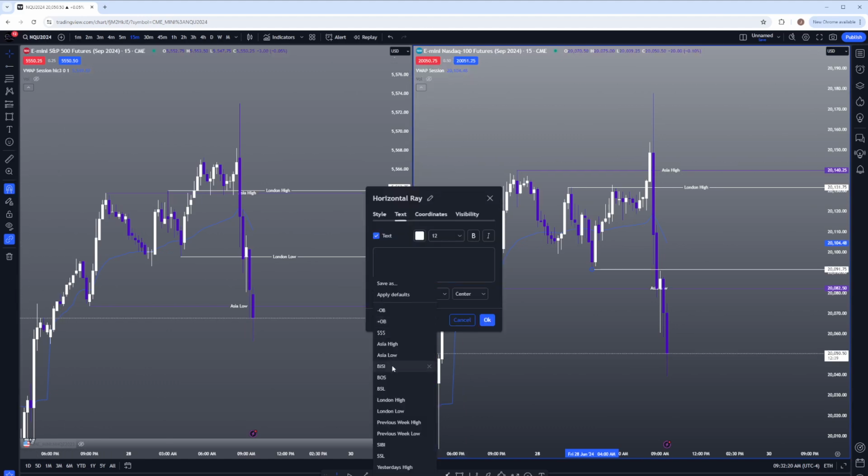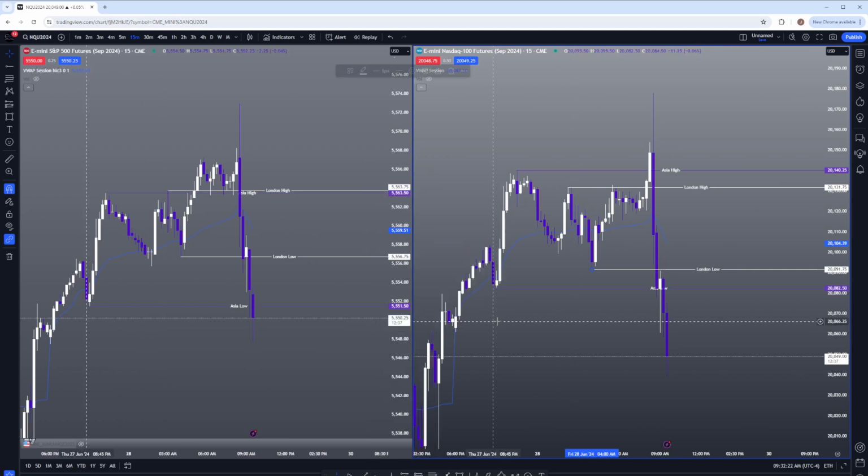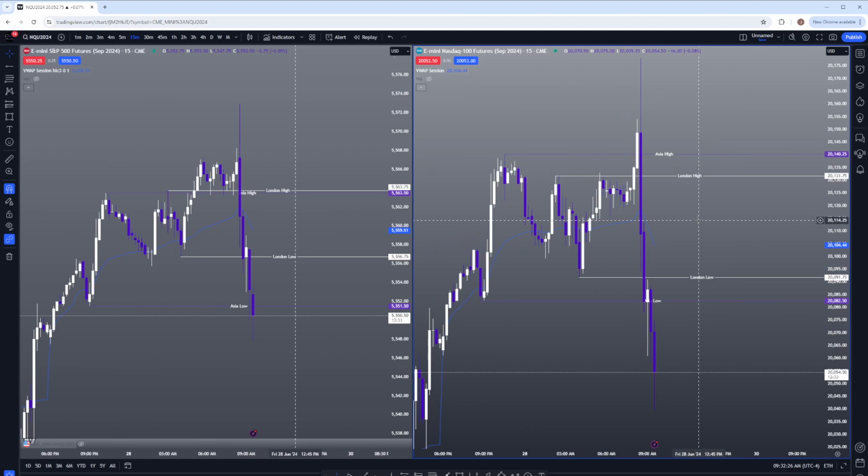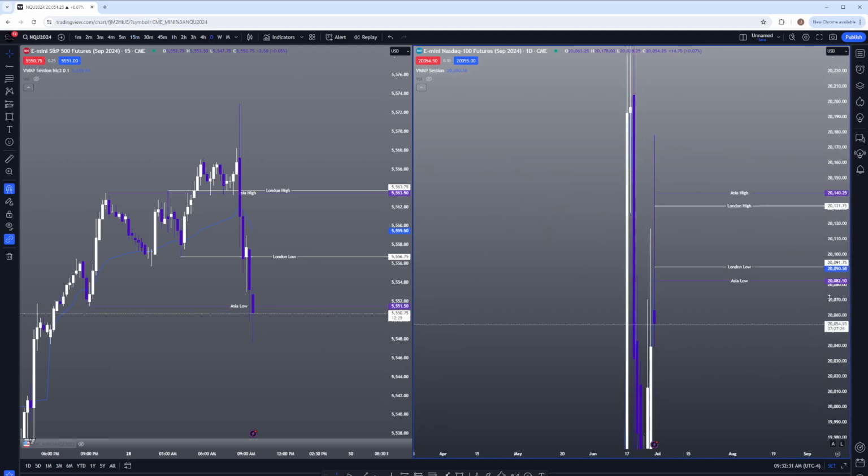So we've swept both London high, London low, Asia high, Asia low, on both sides. And what we've done on the 15-minute is create this bearish breaker pattern. But let's go into our higher time frames first and check it out.